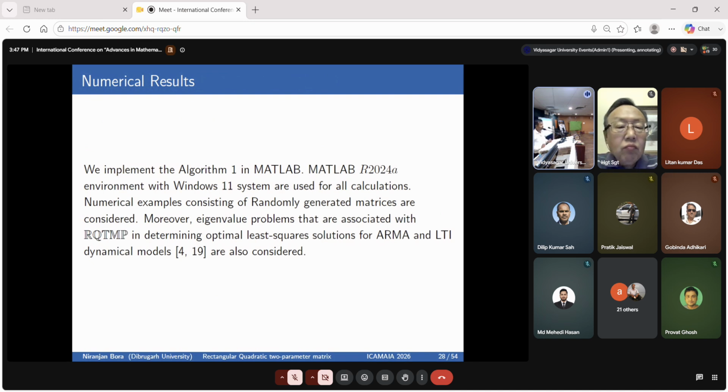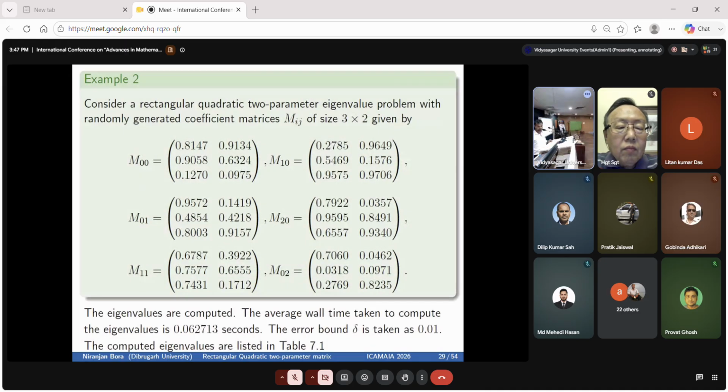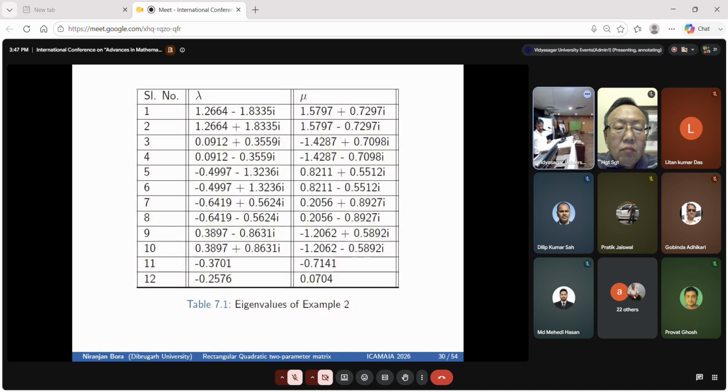I have used the MATLAB version R2024A in the environment Windows 11 operating system. So if we use the high performance computing system, then we get the result more quickly as compared to my version, which I have used. So to show, matrices are used in example 1, that these matrices are generated using the MATLAB command, and we execute, and the results are given in table 7.1.